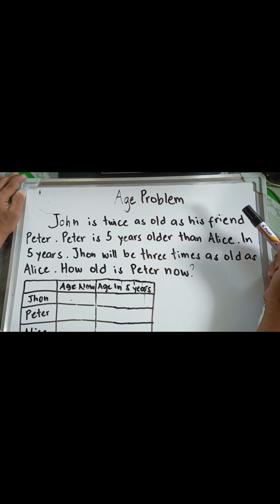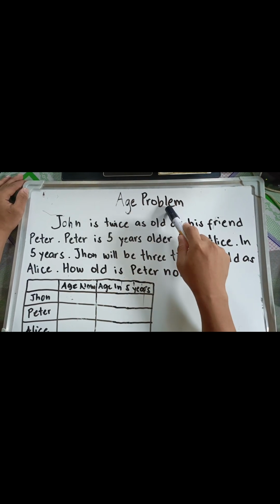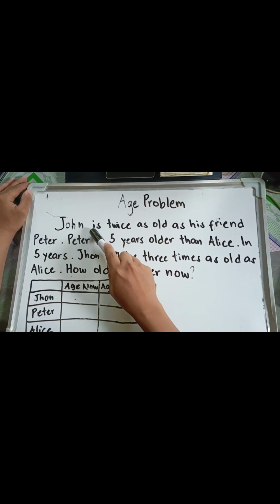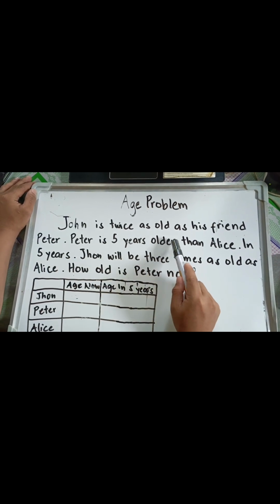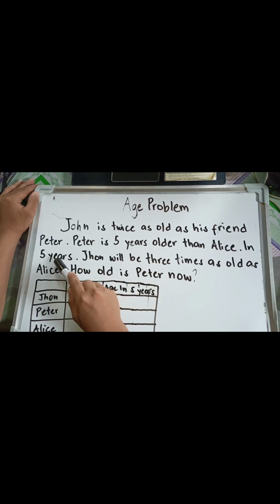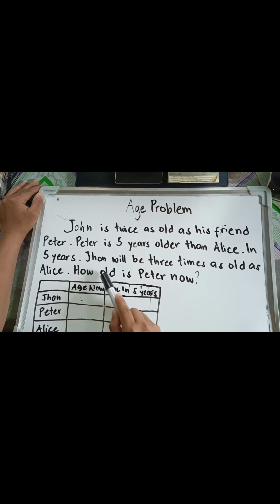For today's video, I'm gonna show you how to solve this age problem. So our problem is John is twice as old as his friend Peter. Peter is 5 years older than Alice. In 5 years, John will be 3 times as old as Alice. How old is Peter now?